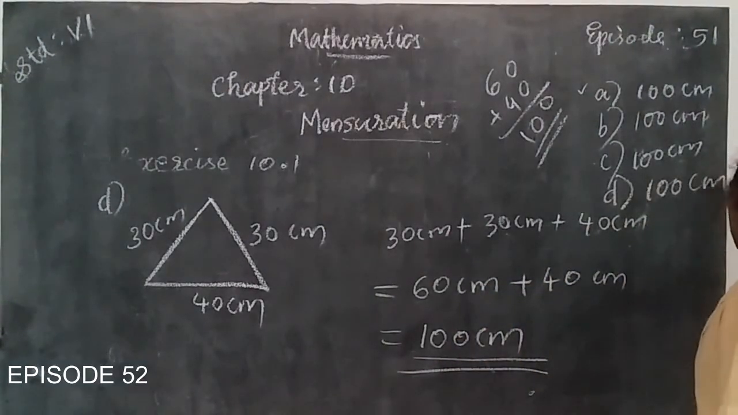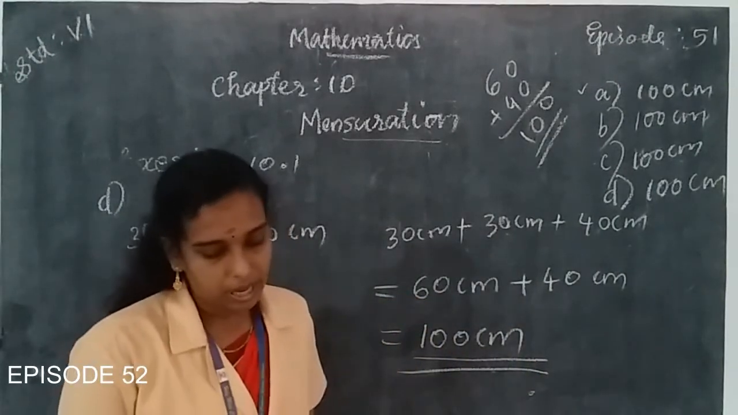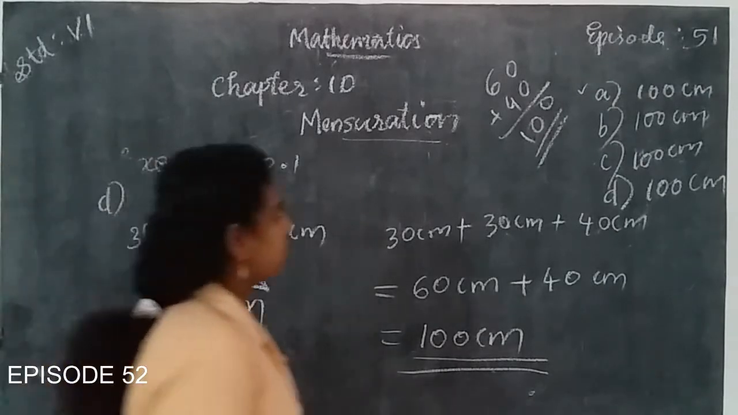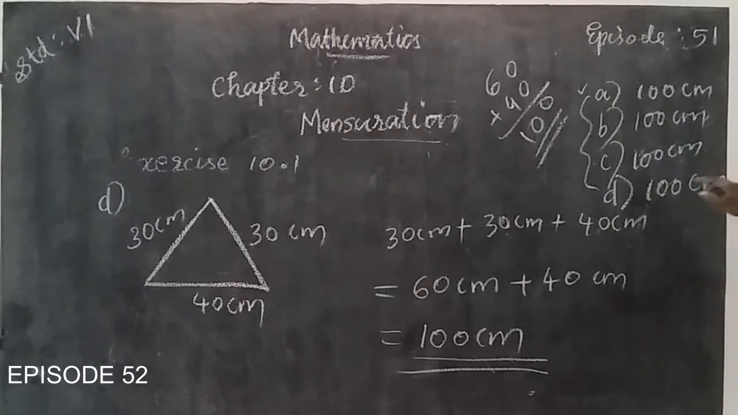Okay. And here the question is, what do you infer from the answers? Here you can infer that all the figures measure 100 centimeter. The perimeter of all the figures is 100 centimeter.